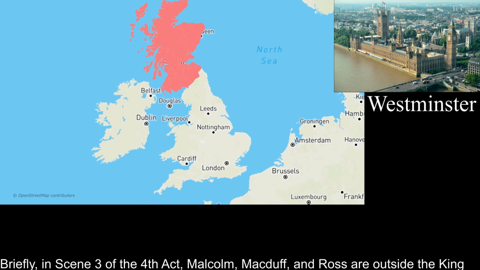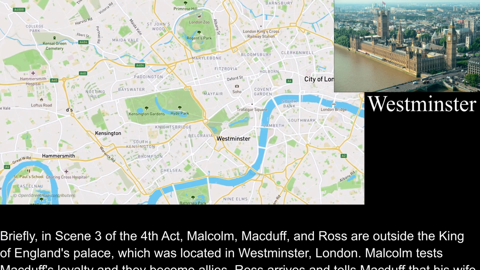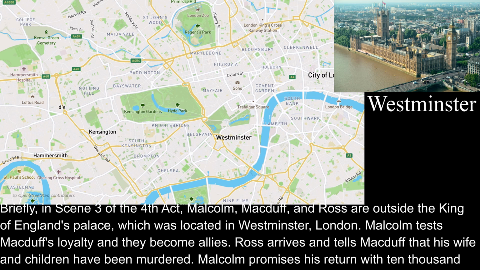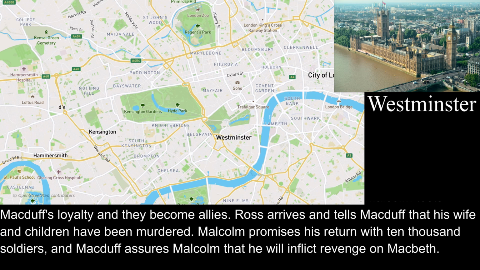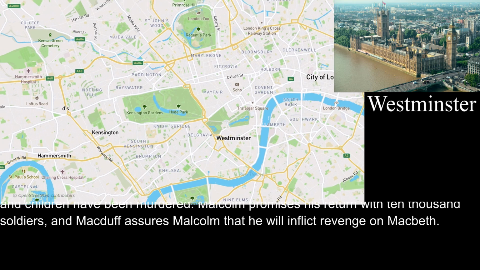Briefly in Scene 3 of the 4th act, Malcolm, Macduff, and Ross are outside the King of England's palace, which was located in Westminster, London. Malcolm tests Macduff's loyalty and they become allies. Ross arrives and tells Macduff that his wife and children have been murdered. Malcolm promises his return to Scotland with 10,000 soldiers, and Macduff assures Malcolm that he will inflict revenge on Macbeth.